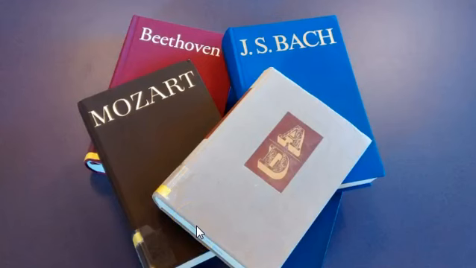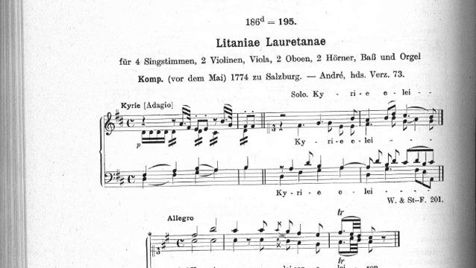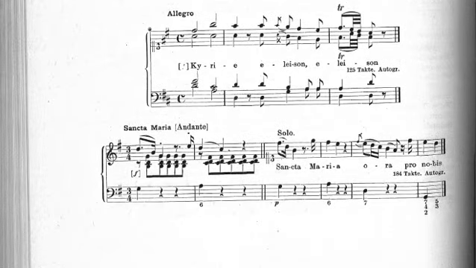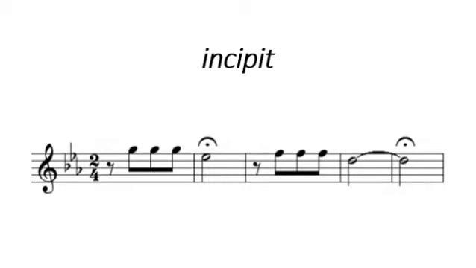This video is an introduction to thematic catalogs in music. A thematic catalog is, strictly speaking, any index of musical compositions that uses musical incipits to identify pieces. A musical incipit is a short snippet of music notation that shows the beginning of a piece.